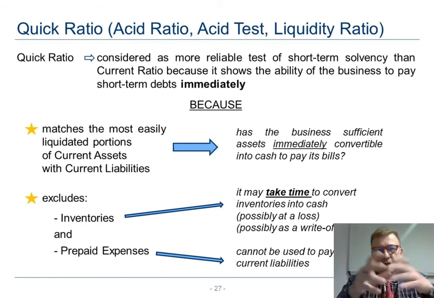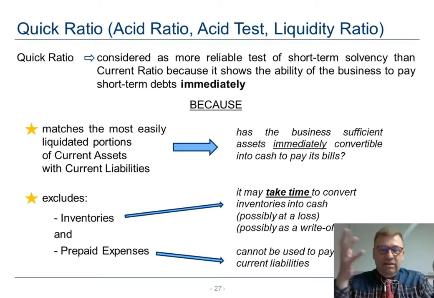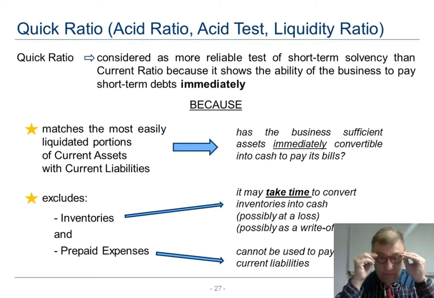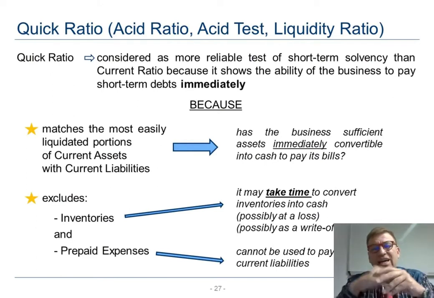And as well, it's considered to be a more reliable test for short-term solvency because it excludes these inventories. Why? We mentioned something before, but now it's time to underline, because it generally takes time to convert inventories into cash.